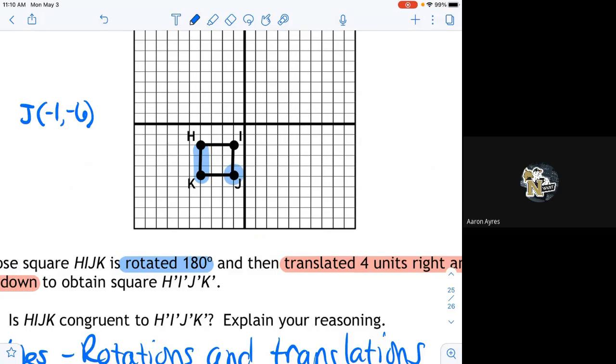Okay, so do the rotation. Then make a list of what the coordinates are, and then we'll apply the second transformation to those coordinates. After you've done your rotation, check with your group mates, make sure you're on the same page about what the coordinates for J are, and how they change.